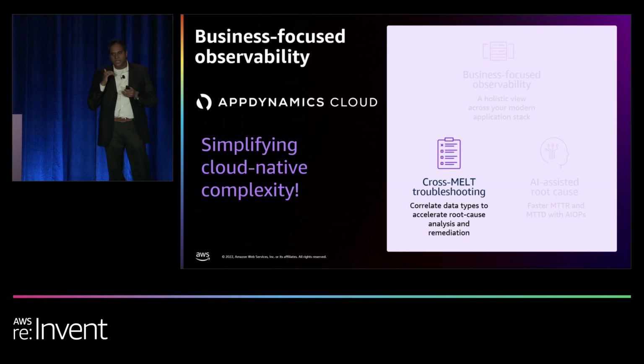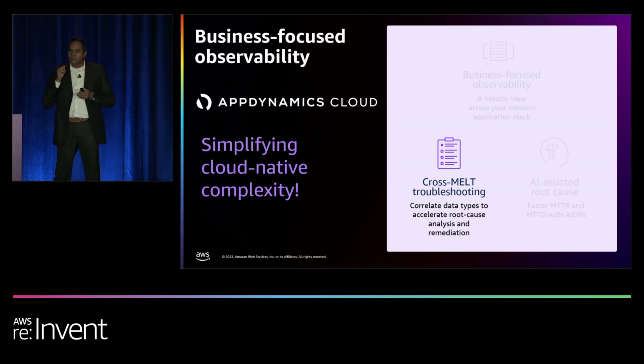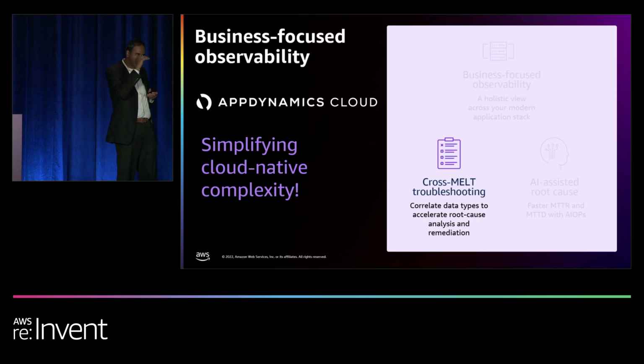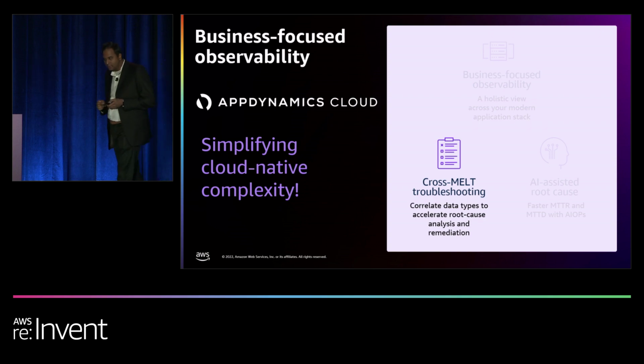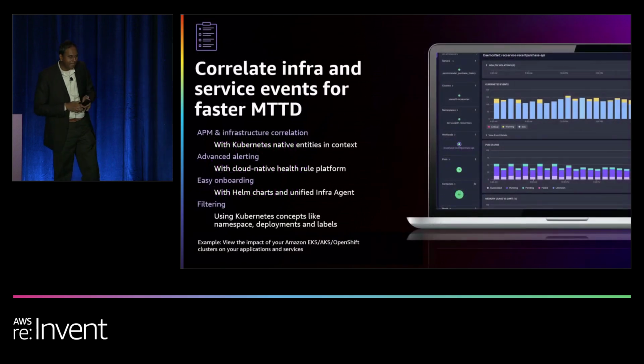The criticality of being able to tie each of these to a business impact and give a view around whether it's a service level issue or an infrastructure level issue, make it completely transparent, right? That is the first pillar that we talked about. Okay, let me shift gears and talk about cross-melt.